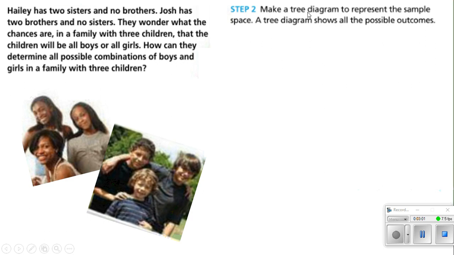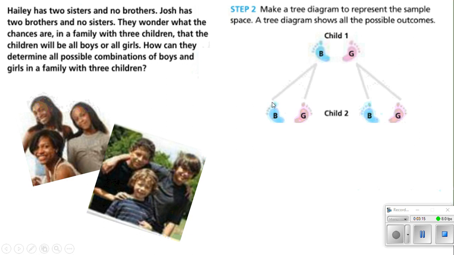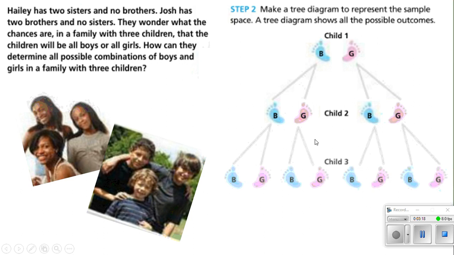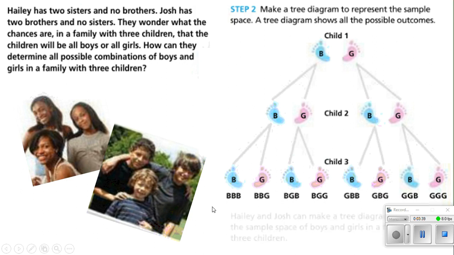Step 2, make a tree diagram to represent the sample space. Remember, the sample space is all the possible outcomes. A tree diagram shows all the possible outcomes. We've got child number 1 either being a boy or a girl. And of that child, the next one would either be a boy or a girl. And then again, child number 3 would either be a boy or a girl. So the chances that it would be all boys would be, well, boy, boy, boy would be 1 out of 1, 2, 3, 4, 5, 6, 7, 8 different outcomes. Boy, boy, boy, or girl, girl, girl, it's going to be 1 out of 8.